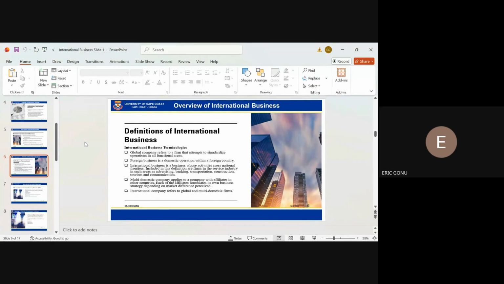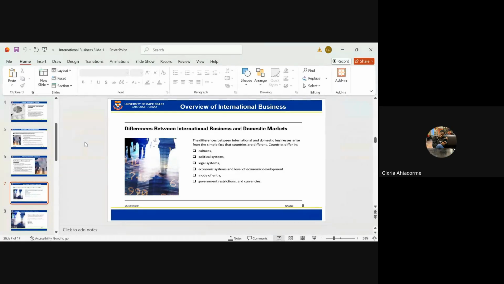Okay. Can we go on? Yes, please. Now, what are some of the differences between international business and the domestic market? Because you look at some transactions that can be deemed to be international business transactions, and you also look at transactions that can be deemed to be domestic. Now, what makes it different? The difference between international and domestic businesses arises from the simple fact that countries are different, and countries differ in culture.